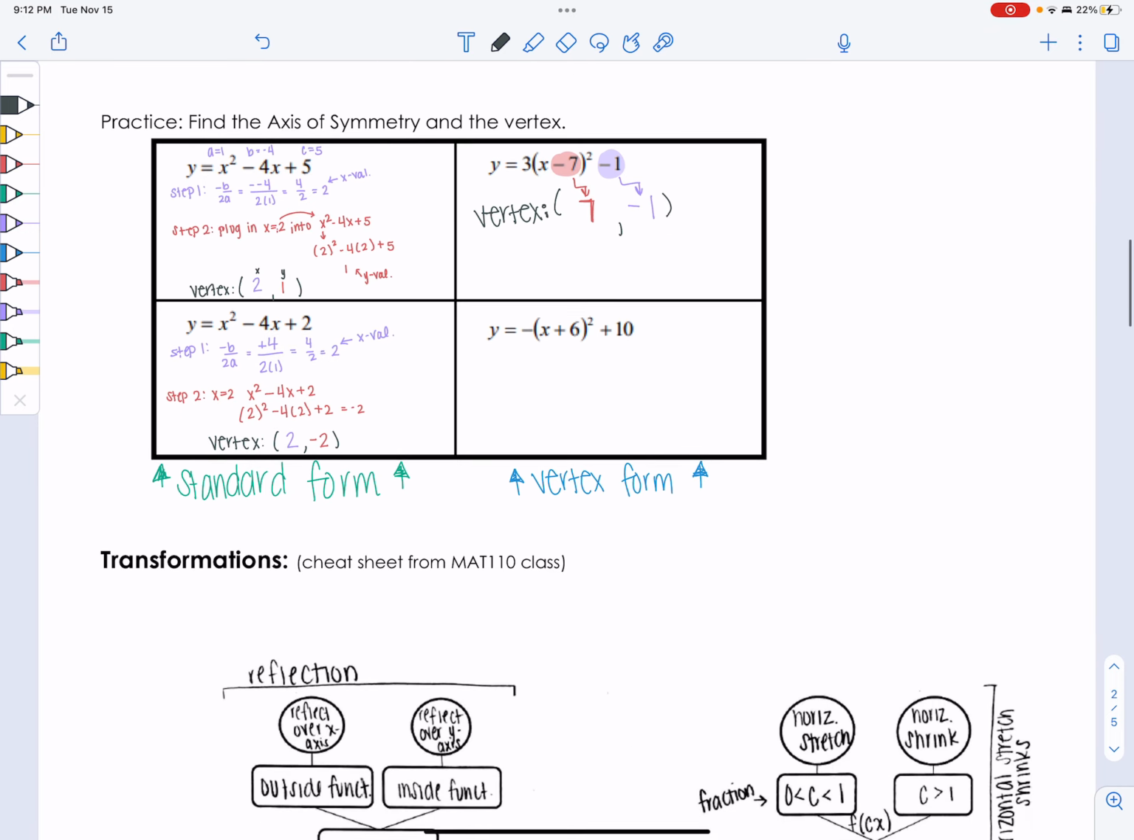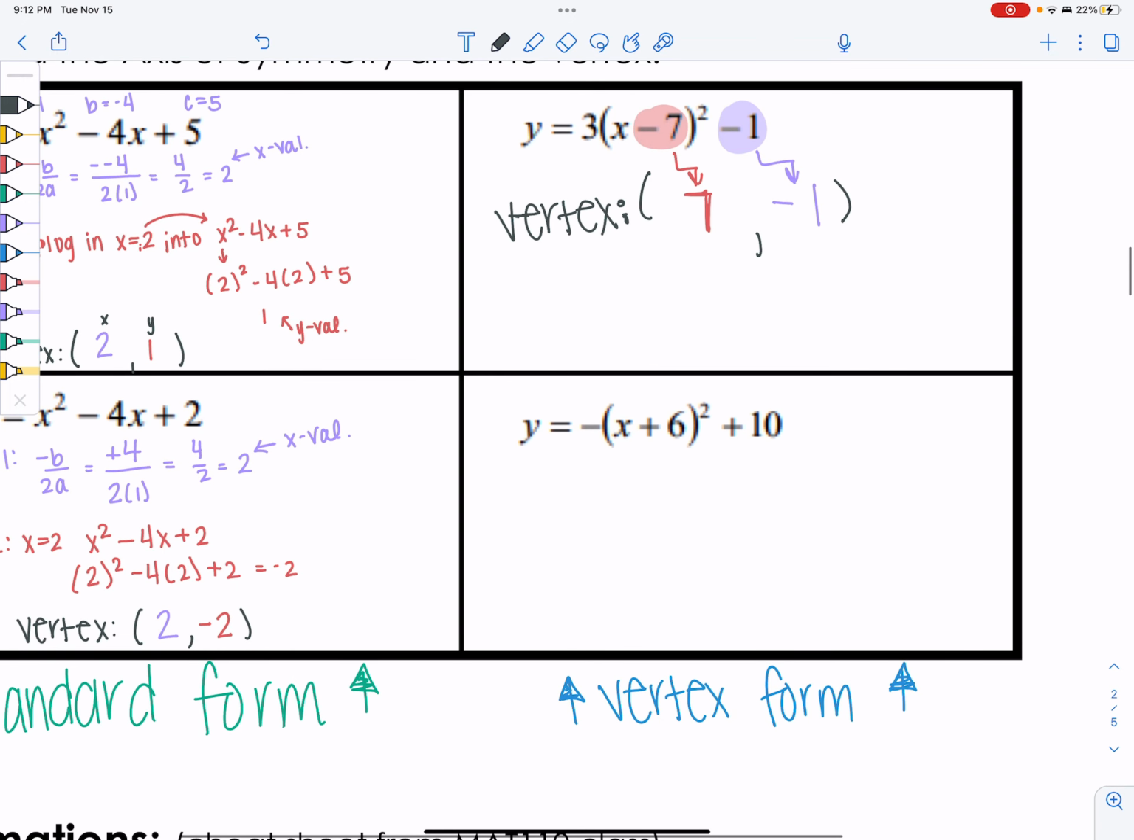All right, I'd recommend pausing the video and trying this one and then checking with mine. All right, so my vertex, I've got H and K. Remember, H is going to change signs. So +6, and my vertex is going to be -6. K is going to stay the same. And so my vertex is going to be -6, +10.